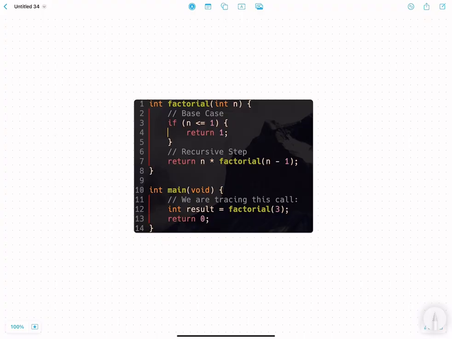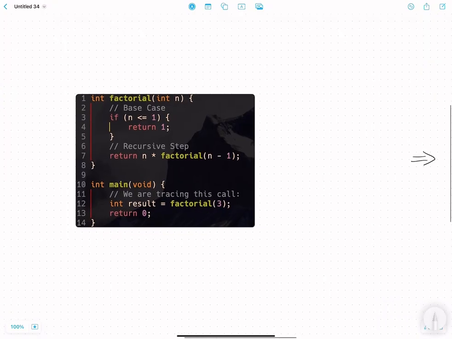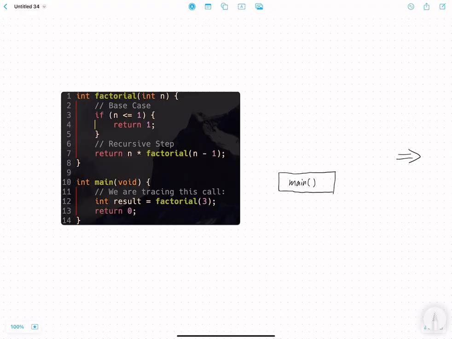Let's look at this example. The main function is always executed first, so its frame is always the first in the stack. On top of that, when we call factorial 3, a new frame for factorial 3 is pushed. Now, to solve factorial 3, the function has to call factorial 2, so we push factorial 2 onto the stack.